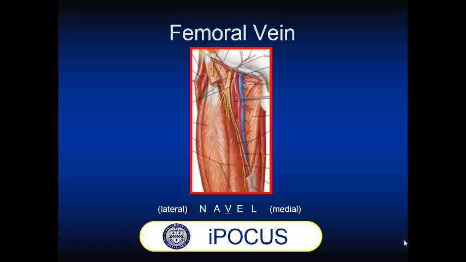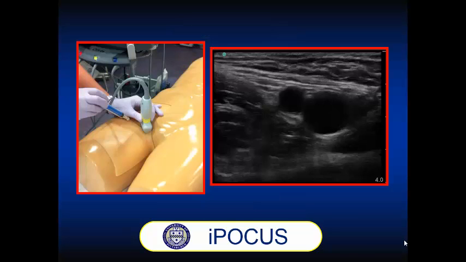Briefly, we will touch on central venous access and begin with femoral venous cannulation. Anatomically, the femoral vein lies medial to the artery in the femoral triangle. Here you see the femoral vein being accessed through a transverse approach and the corresponding sonographic image. The indicator is pointing toward the patient's right, and therefore the patient's right side or lateral is on the left side of the screen, and the patient's left or medial is on the right side of the screen.